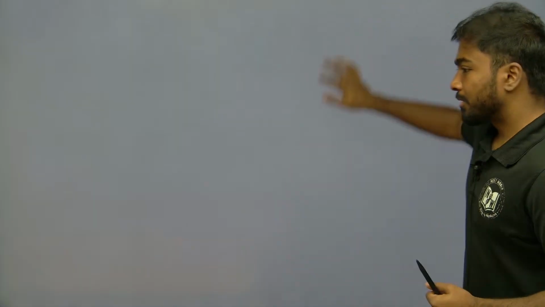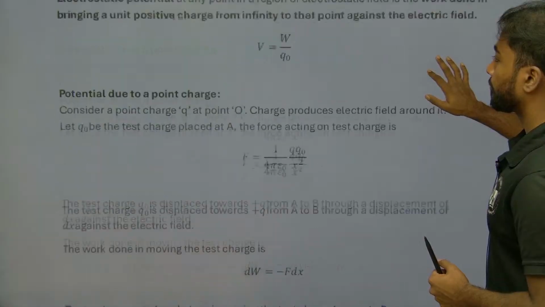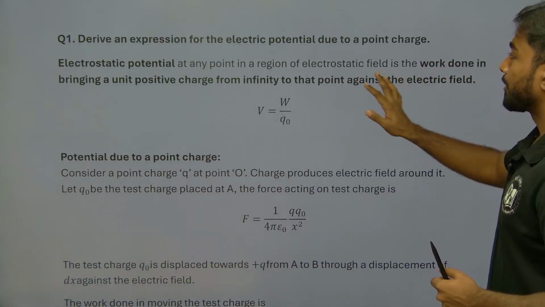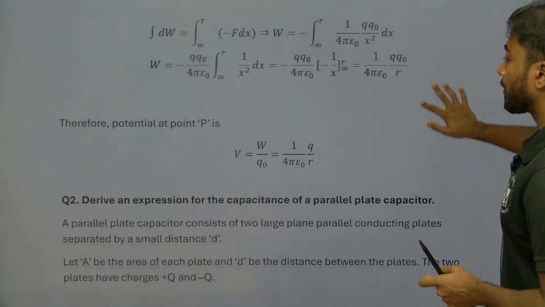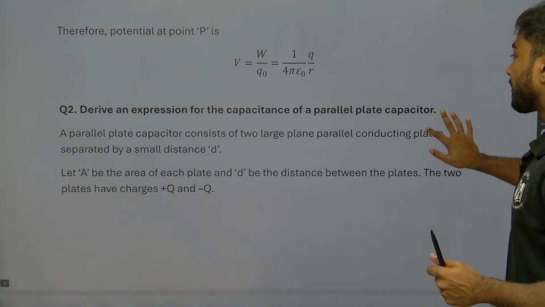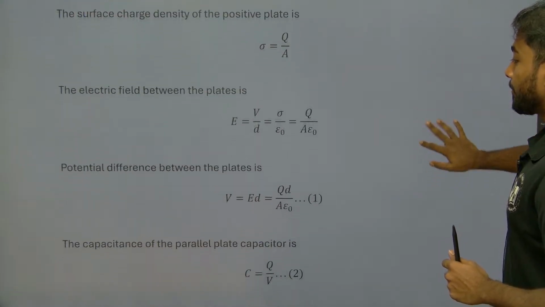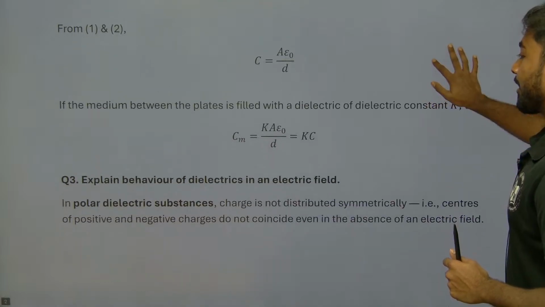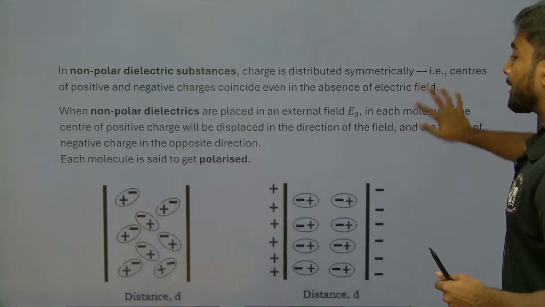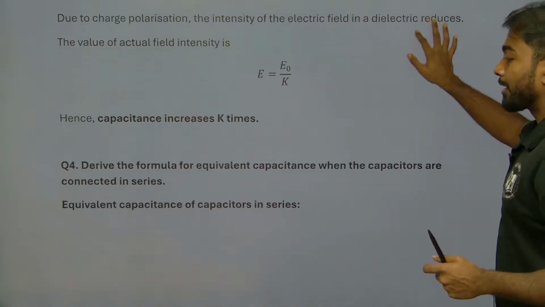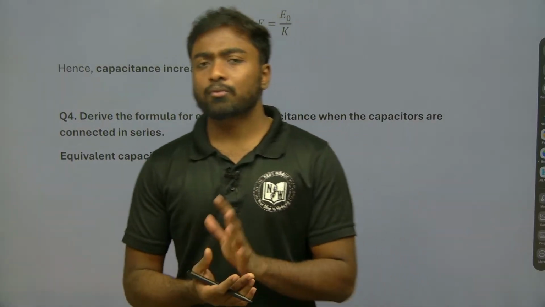You can see the questions one more time: derive an expression for electric potential due to a point charge, derive an expression for the capacitance of a parallel plate capacitor, and explain the behavior of dielectric in an electric field. The last two are to derive an expression for capacitance in series condition and parallel condition. This is one of the easiest chapters.